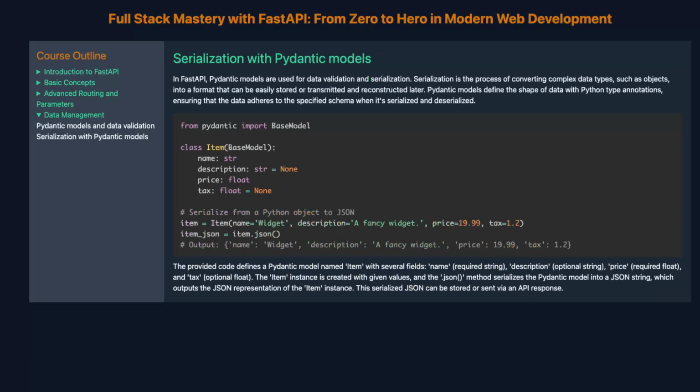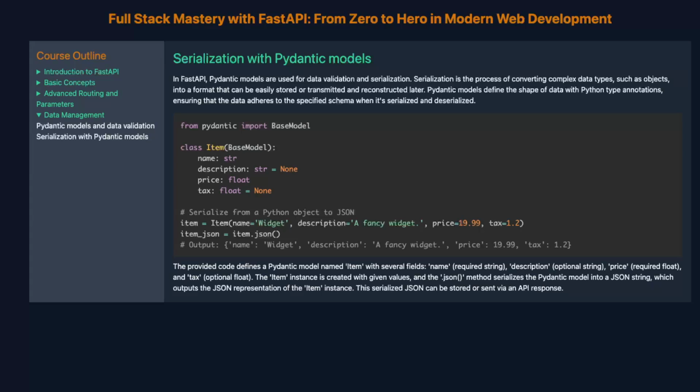Serialization with Pydantic models. In FastAPI, Pydantic models are used for data validation and serialization. Serialization is the process of converting complex data types, such as objects, into a format that can be easily stored or transmitted and reconstructed later. Pydantic models define the shape of data with Python type annotations, ensuring that the data adheres to the specified schema when it's serialized and deserialized.